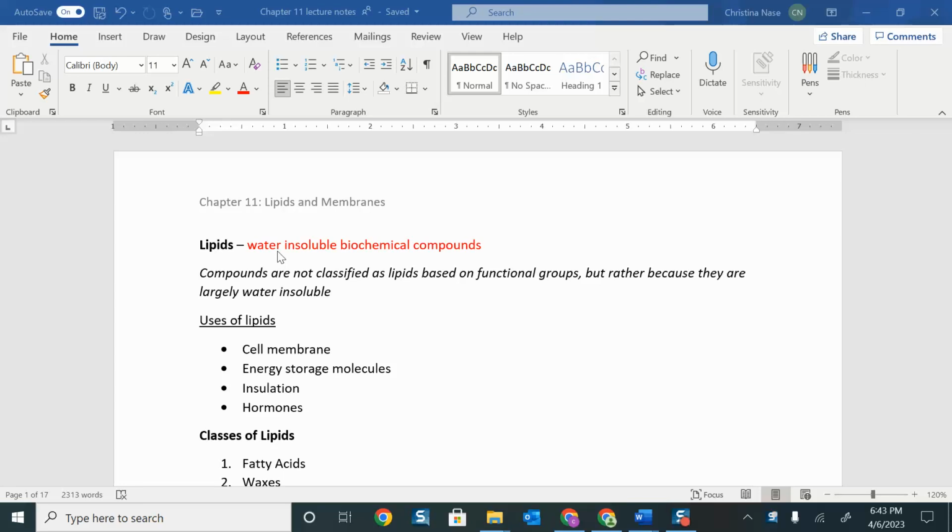So, we're going to look at steroids. They're going to have a ring structure versus a triglyceride, which is going to have a glycerol backbone and some fatty acids. So they're not always going to look exactly the same, but the one thing they have in common is that they're relatively insoluble in water.